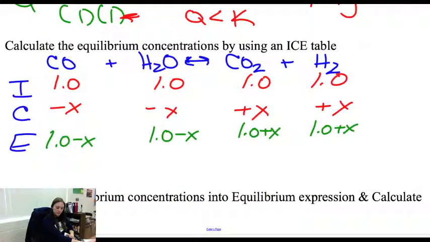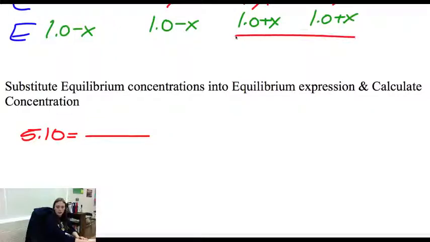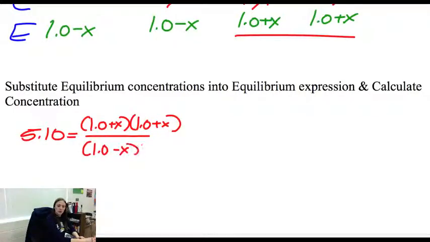And we're going to substitute our equilibrium concentrations into the expression and calculate the concentration, because everything is x, so I can just combine all my like terms and then I will get my equilibrium concentration. It's going to be 5.1 because that is my K. It's products over reactants. Well, everything is pretty much the same. My products, though, are the positive ones. All right, the ones on the right here is my products. So I'm going to have 1.0 plus x times 1.0 plus x all over 1.0 minus x times 1.0 minus x.